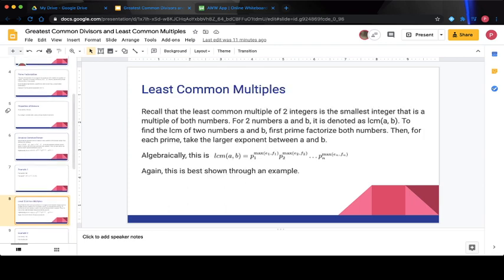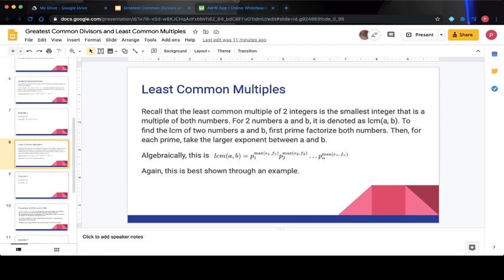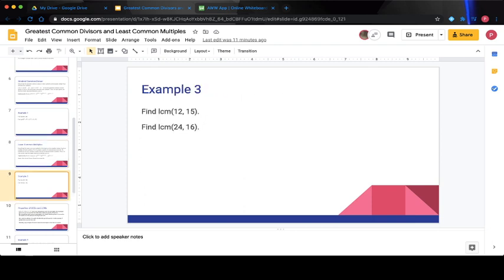Alright, so in the next slide, we'll demonstrate how to find the least common multiple. In the greatest common divisor, what we did is we first prime factorized it, and for each prime, we considered the lower exponent. But to find the least common multiple, we do the opposite. We find the greatest exponent between the two numbers. So again, let's do it with an example.